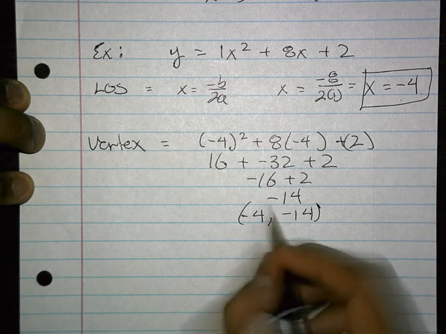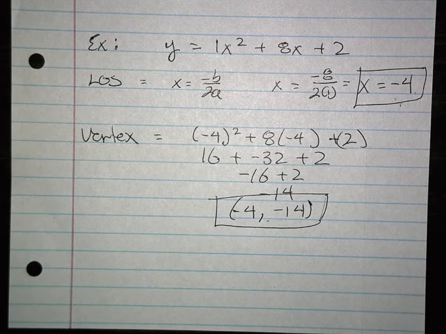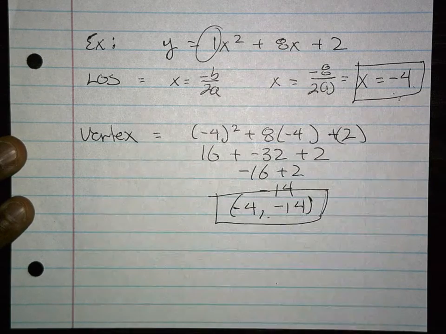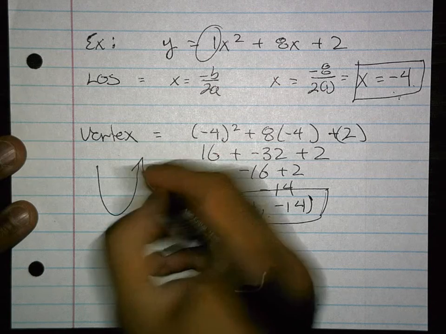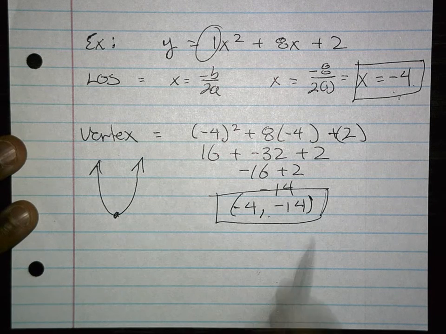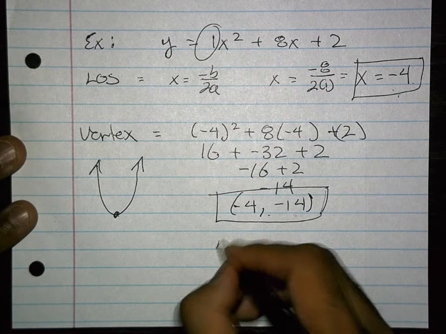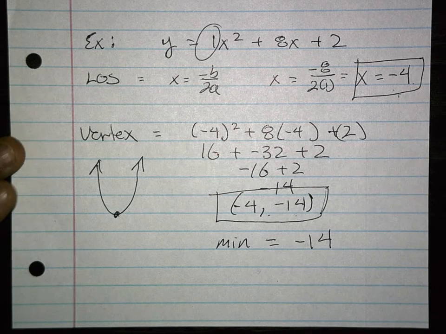All right? And that's a point. So I kind of box the actual answers. Line of symmetry and vertex. Domain is all reals. Let's look at a max or a min. Well, going back to the original parabola, it has a positive leading coefficient, so that means the parabola is going to open up, okay? Meaning it has a minimum, and the minimum is always the y-coordinate of the vertex. So this has a minimum, okay? And the minimum equals negative 14.